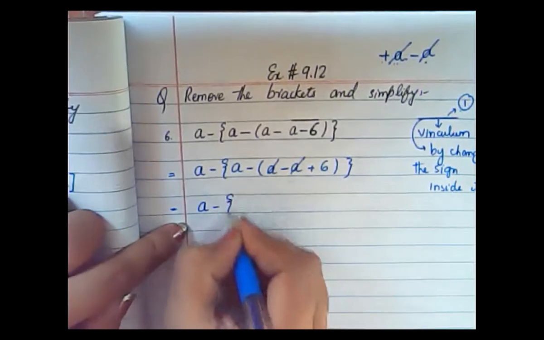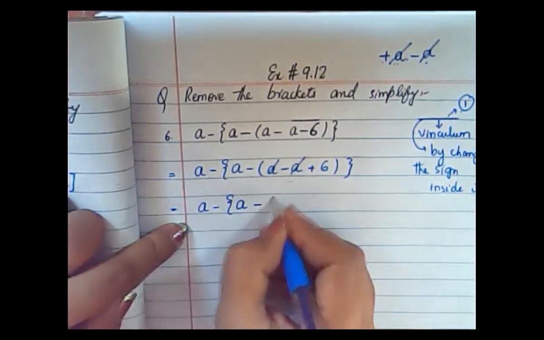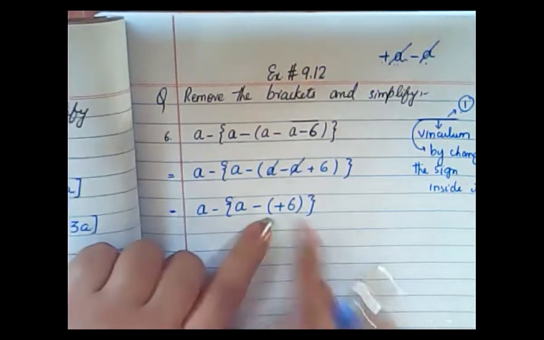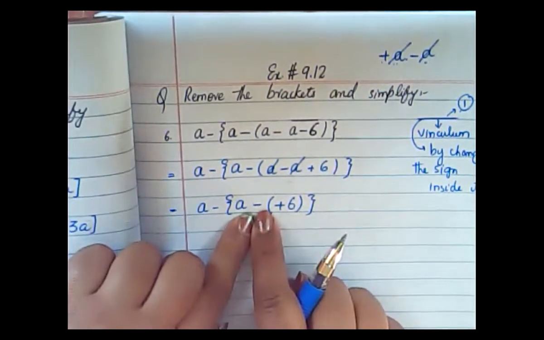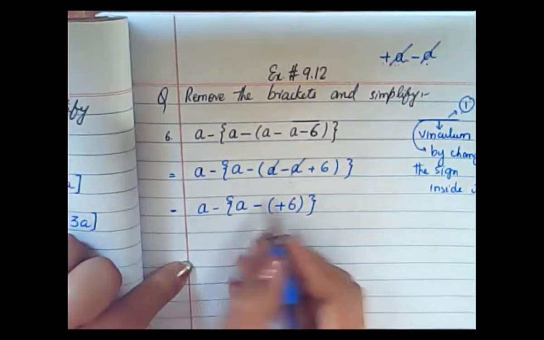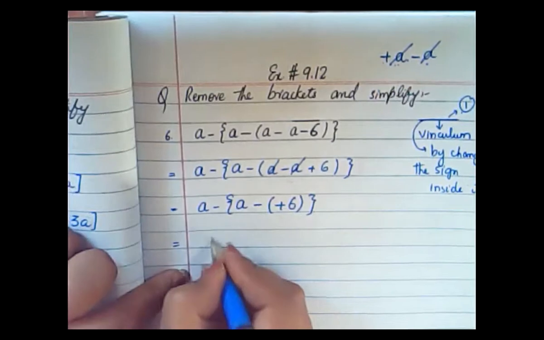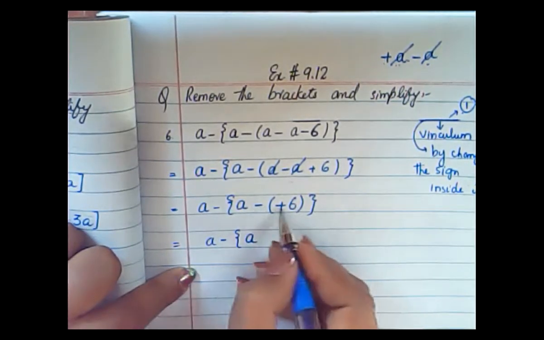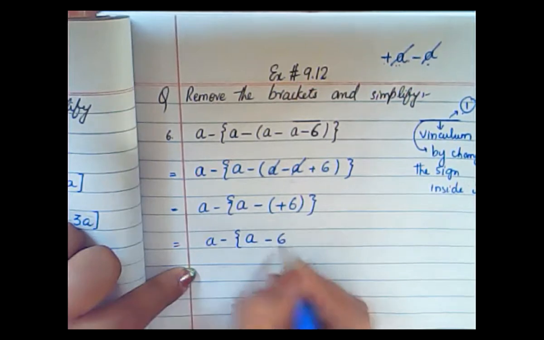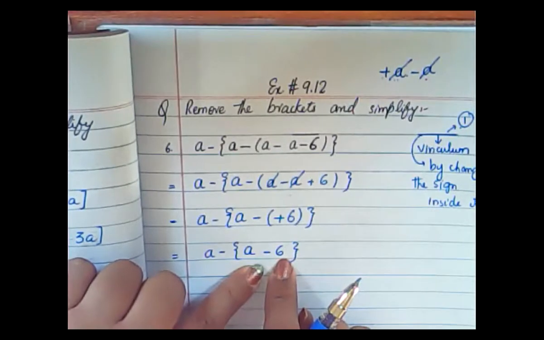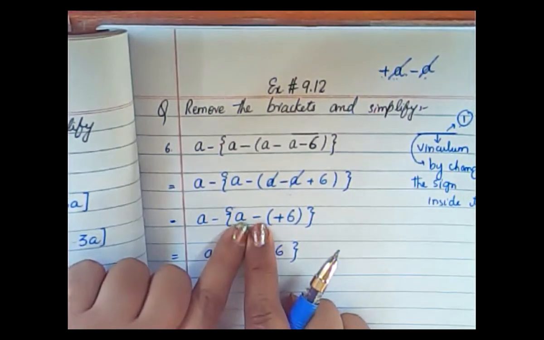a minus curly bracket a minus bracket plus 6 and curly bracket. Now this bracket has minus sign. Inside the bracket it has plus sign, and this it has minus sign. So how will you write? Minus plus will be minus, so you will write it here a minus curly bracket a, okay, minus plus will be minus 6 and then curly bracket. Round bracket has been removed.